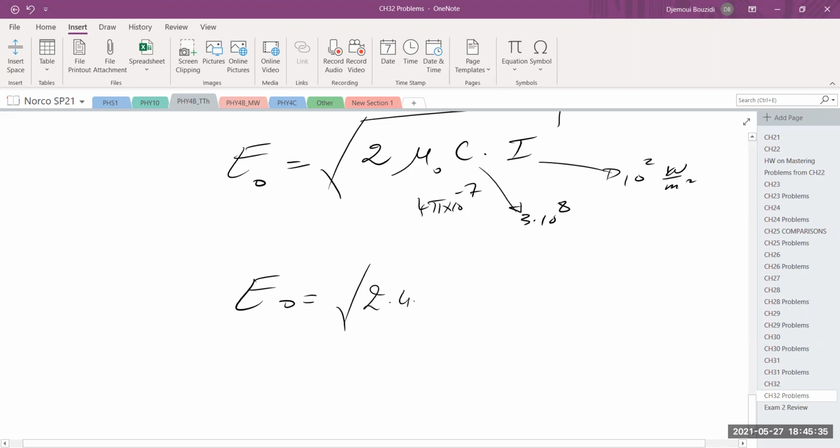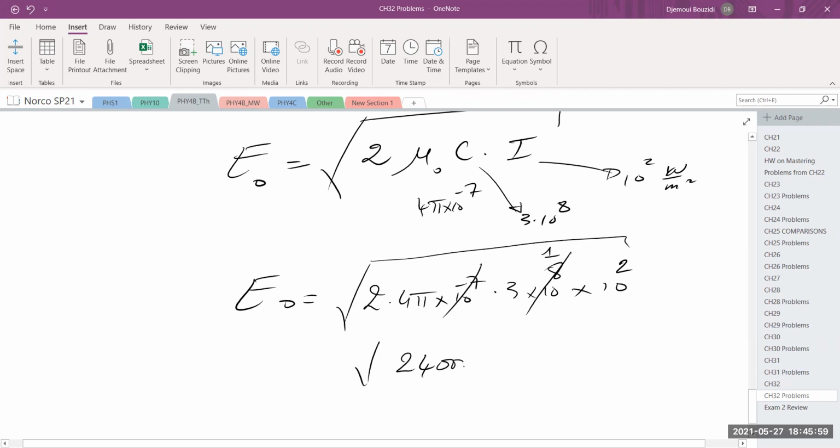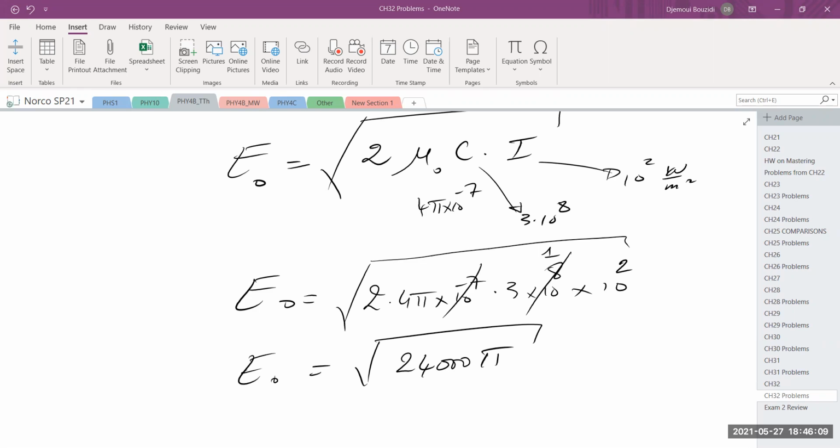Square root of 2 times 4 pi times 10 to the negative 7 times 3 times 10 to the power 8. From the get-go, this number is 10 to the power of positive 1 times I, which is 10 to the power 2. So 10 to the power 1 and 10 to the power 2, that is 1,000 times 3 times 2 times 4, that's 6, 6 times 4 is 24. So it's going to be 24,000, pi under the square root. You see, that's my point. The laser beam is a big number in here for the electric field.